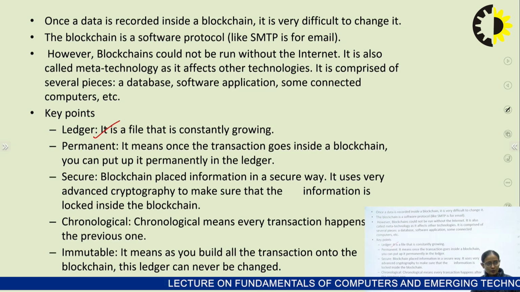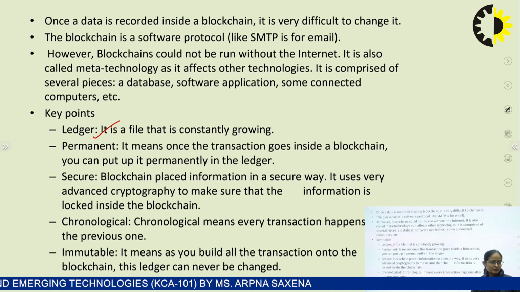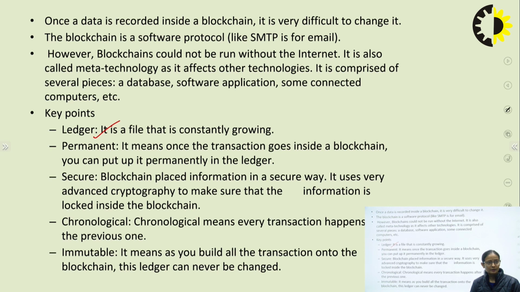It is secure. The blockchain places information in a secure way. It uses very advanced cryptography to make sure that the information is locked inside the blockchain. Transactions are recorded in chronological order, so it means every transaction happens after the previous one. It is quite immutable. That is, as you build all the transactions onto the blockchain, this ledger can never be tampered with.